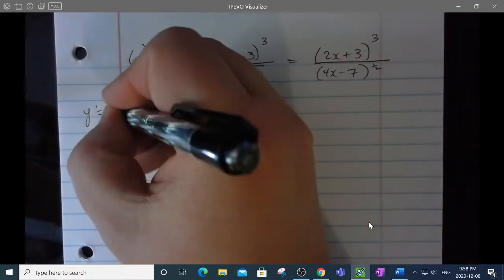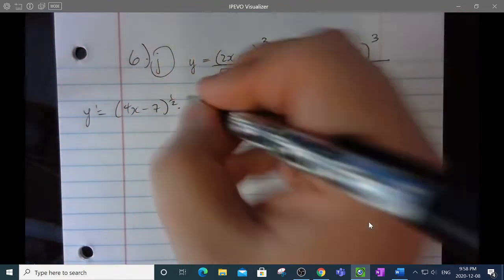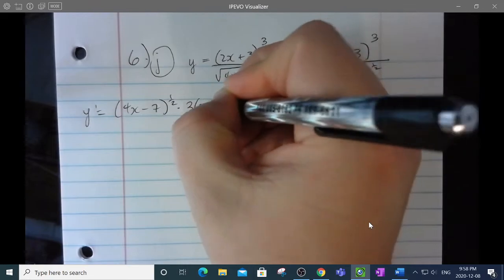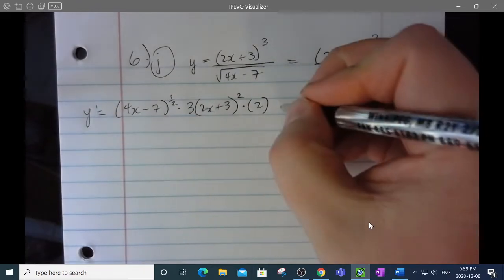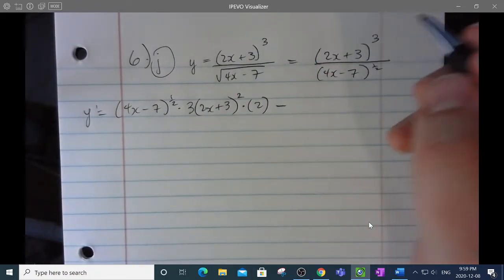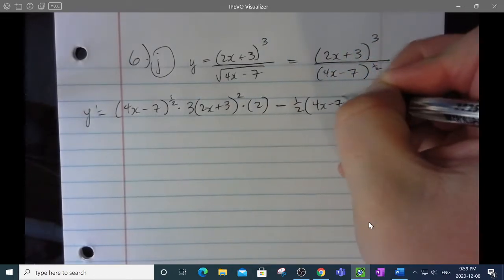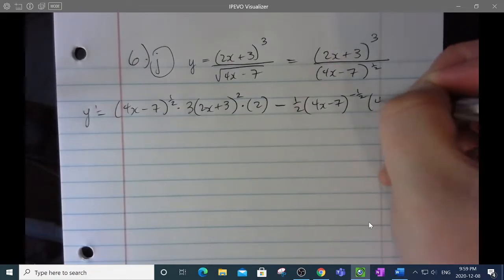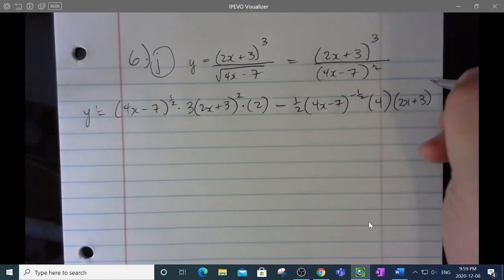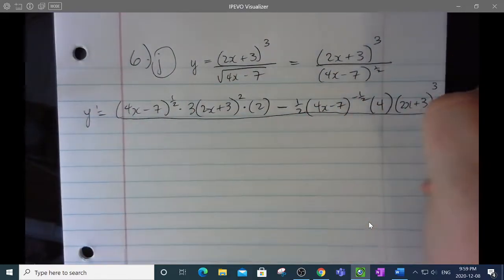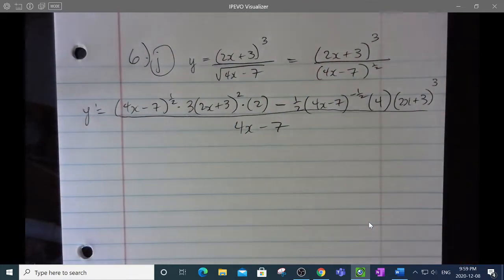Quotient rule is the denominator times the derivative of the numerator, and I need chain rule for that. So 3 times the bracket with minus 1 on the exponent times the derivative of what's in the bracket, minus the derivative of the denominator, which is 1/2, leave what's in the bracket alone, minus 1, times the derivative of what's in the bracket, times the numerator, all over the denominator squared. Finally, one thing that's actually easy. When you square something that's square rooted, you just get itself.